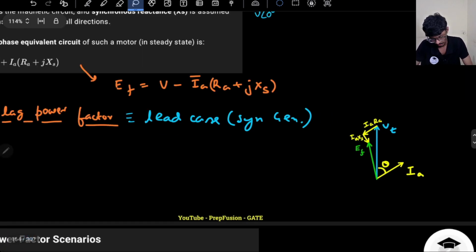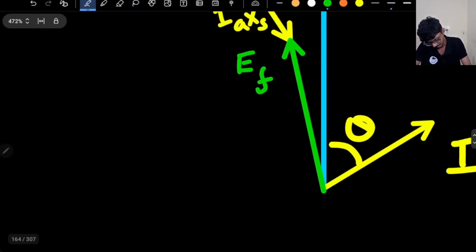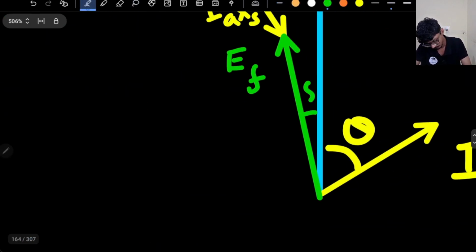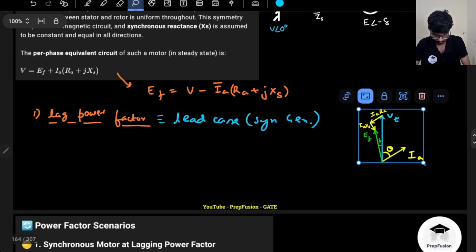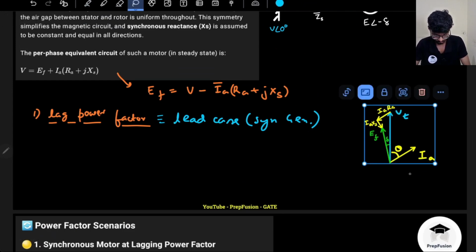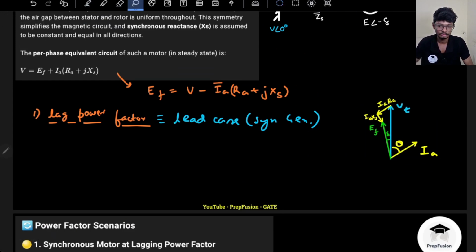This will be my EF. Okay, so this is my delta. This is my delta. So I hope this is clear.